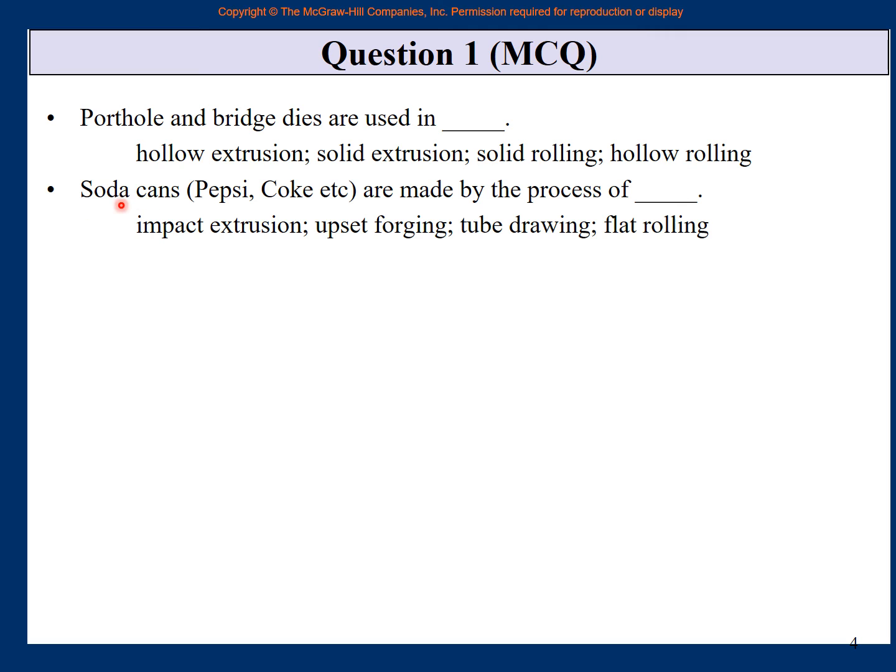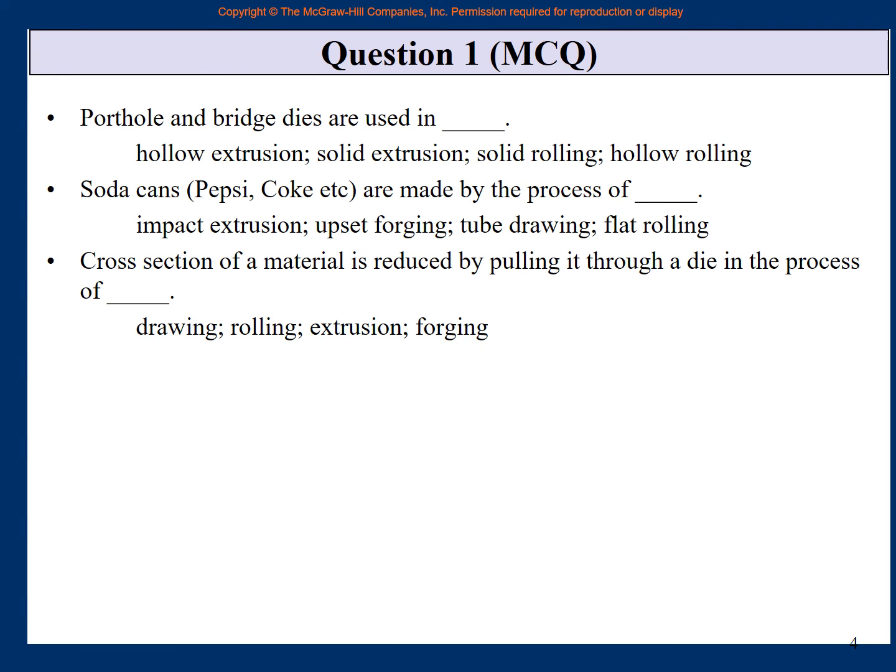Soda cans, Pepsi, Coke, etc., are made by the process of impact extrusion, upset forging, tube drawing, flat rolling. If you remember in the lectures when we were doing impact extrusion, we specifically told you that impact extrusion is the method that is used to make all Pepsi cans and so on, right? So impact extrusion is the answer.